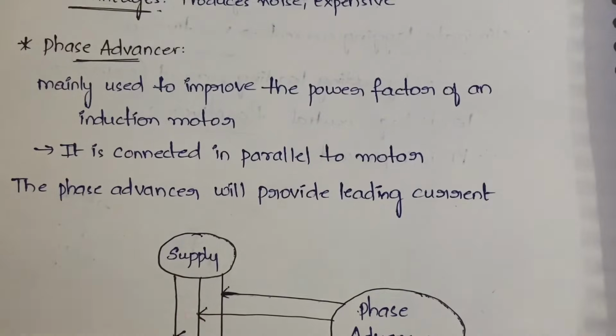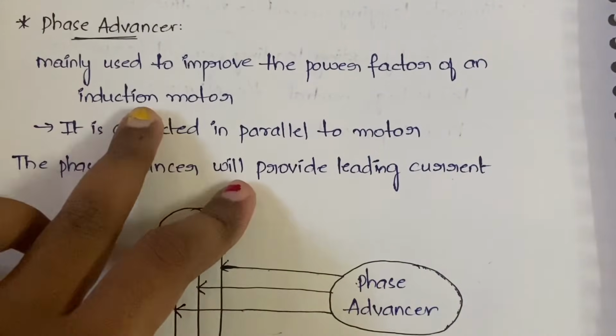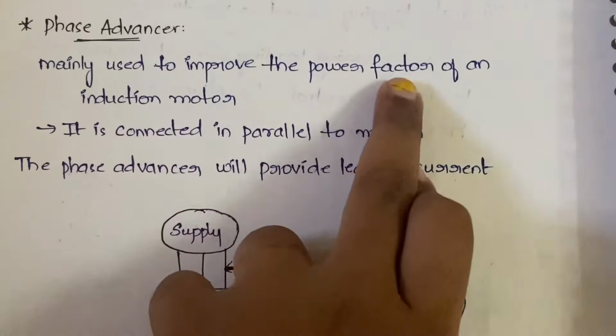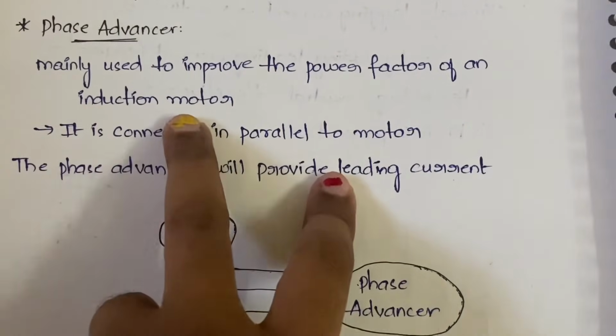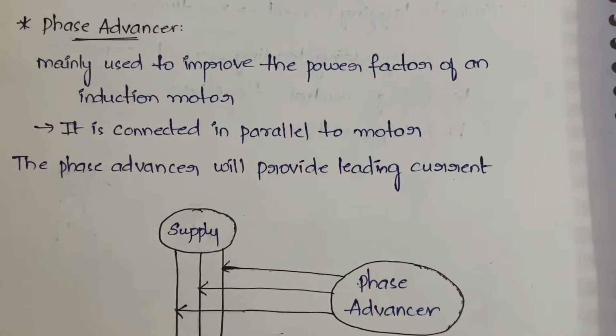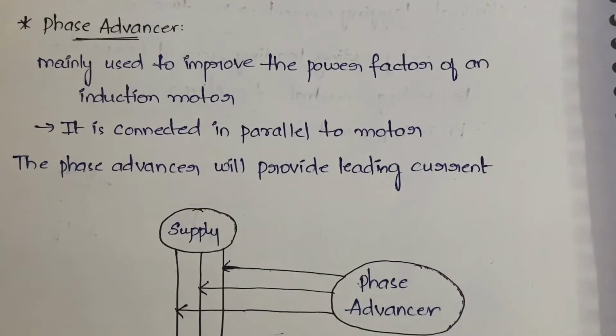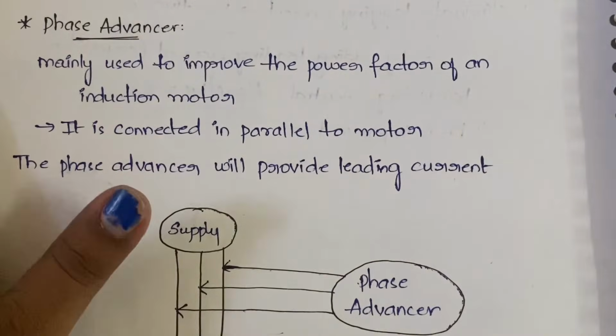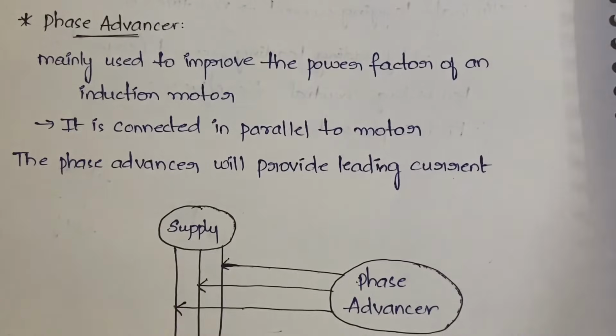It is mainly used in the case of induction motor, to improve the power factor of the induction motor. So we will be connecting a phase advancer in parallel to the motor. Then this phase advancer will provide some leading current. By that leading current, the reactive power will become 0. As I already said, in all the 3 methods, our main goal is to make reactive power 0. Since reactive power is a lagging component, we need to add some leading component.